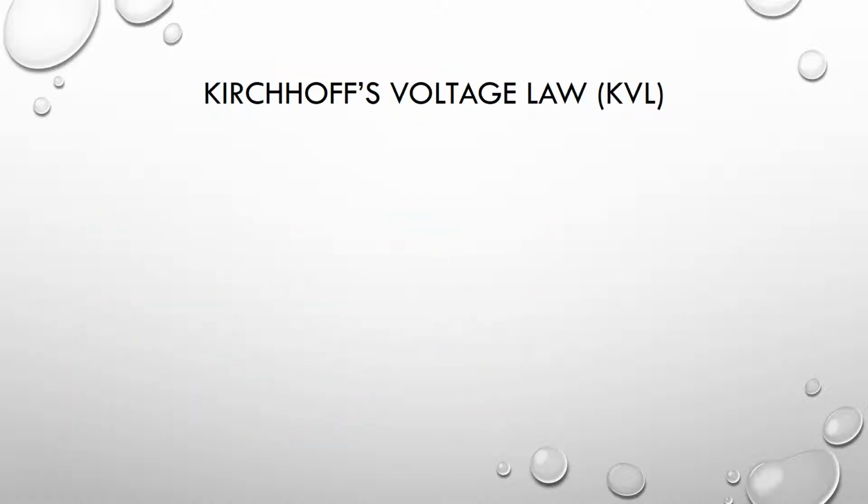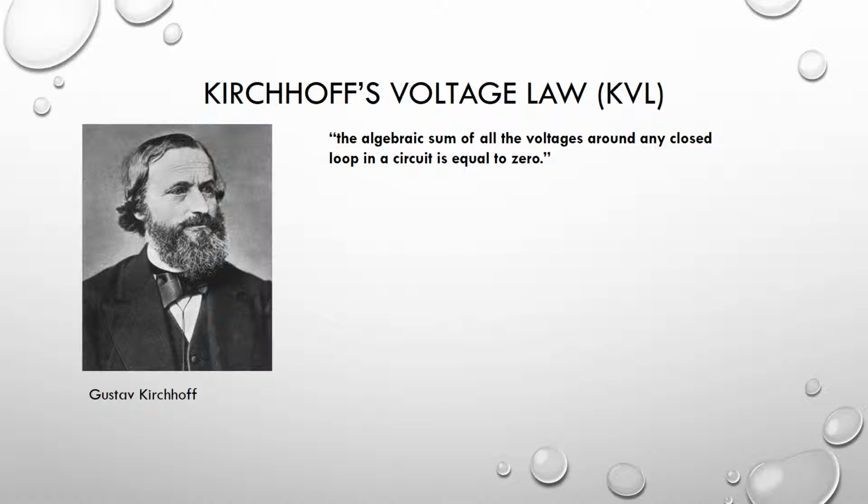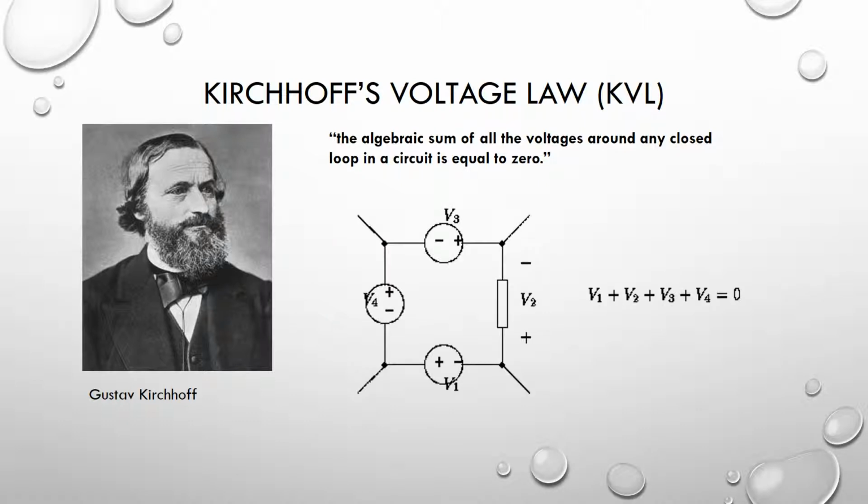KVL stands for Kirchhoff's voltage law, which is Kirchhoff's second law and is based on the conservation of energy. It states that the algebraic sum of all the voltages around any closed loop in a circuit is equal to zero, which in other words means the voltage drop within a closed loop of a circuit will be equal to the power input. This can be represented in the following equation.